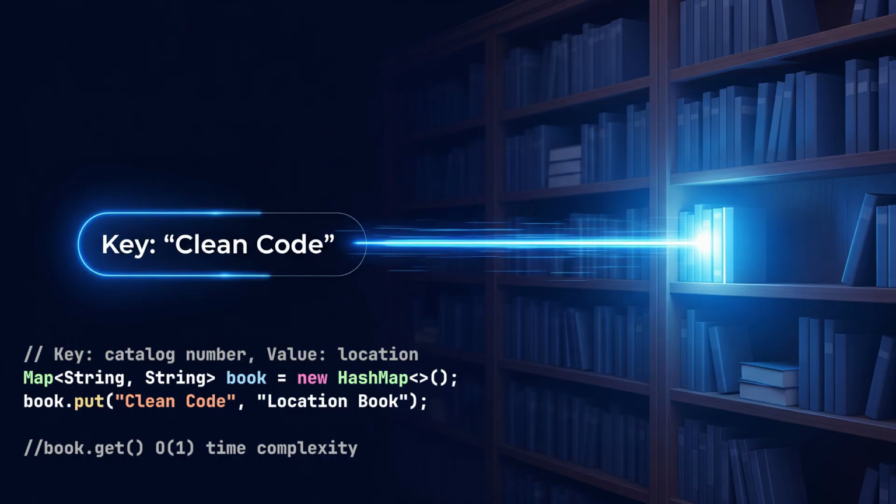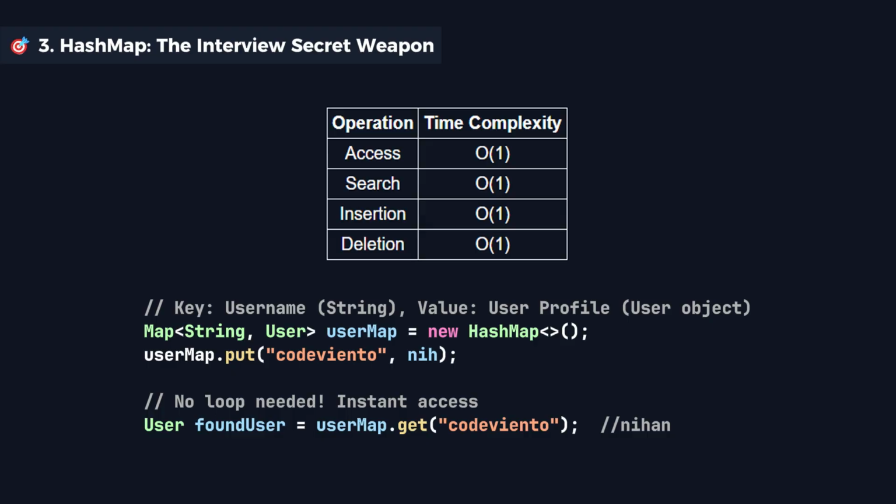This system works with a mathematical magic called a hash function. You give your key to this function, and it gives you the exact address in memory instantly, in O(1) time. You don't need to search even among millions of books. The time complexity for access is O(1). Search, insertion, and deletion are also O(1) time complexity.